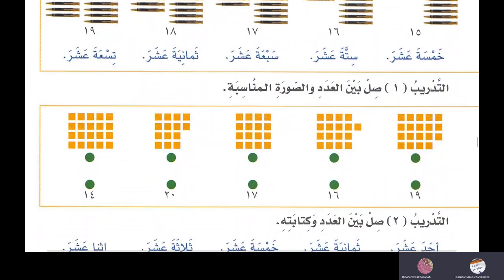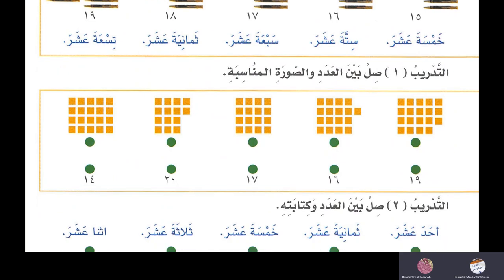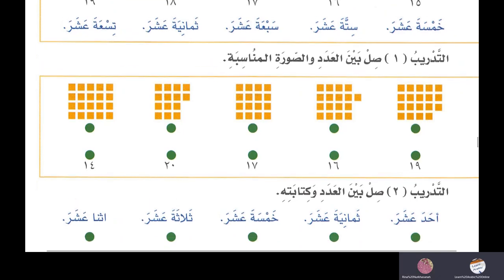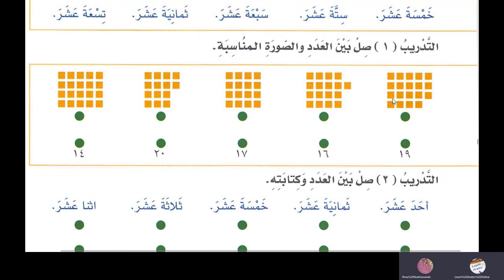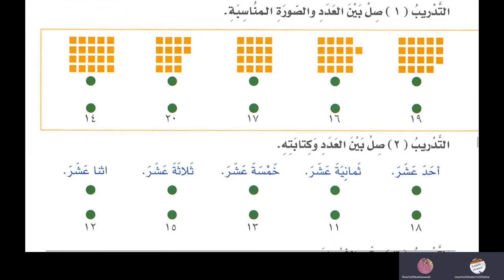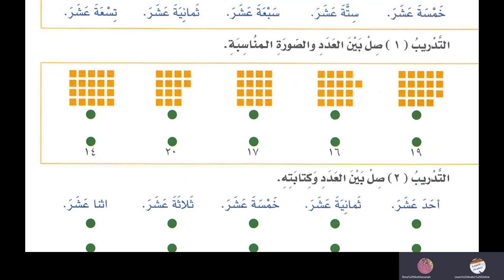At-tadribul awwal: connect between the number and the appropriate picture. Okay, so this will be your homework. Here we have 4, 8, 12, 16, 19 boxes. So you join it with 19. This way you join them. What is the name for 20? There is 20, but I don't see it.